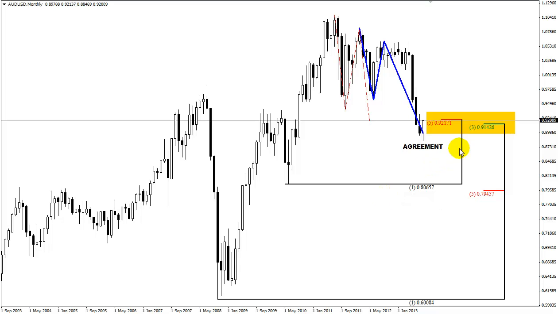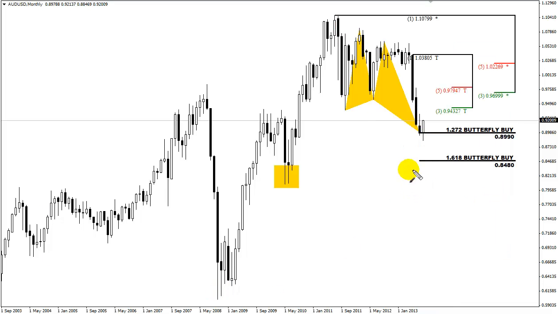And we can see that market just made this agreement, the completion point of ABCDs. By the way, this ABCD in blue has the 127 extension at this completion point, and this one in dotted red has the 100%. They also are ending in the same zone of the confluence support of Fibonacci. So this is an agreement right at the completion point of the 127 butterfly buy.